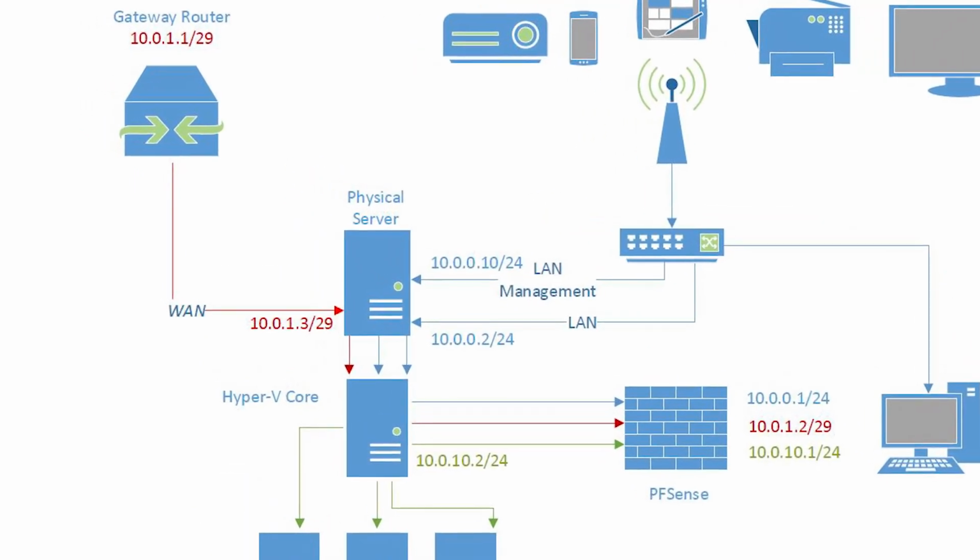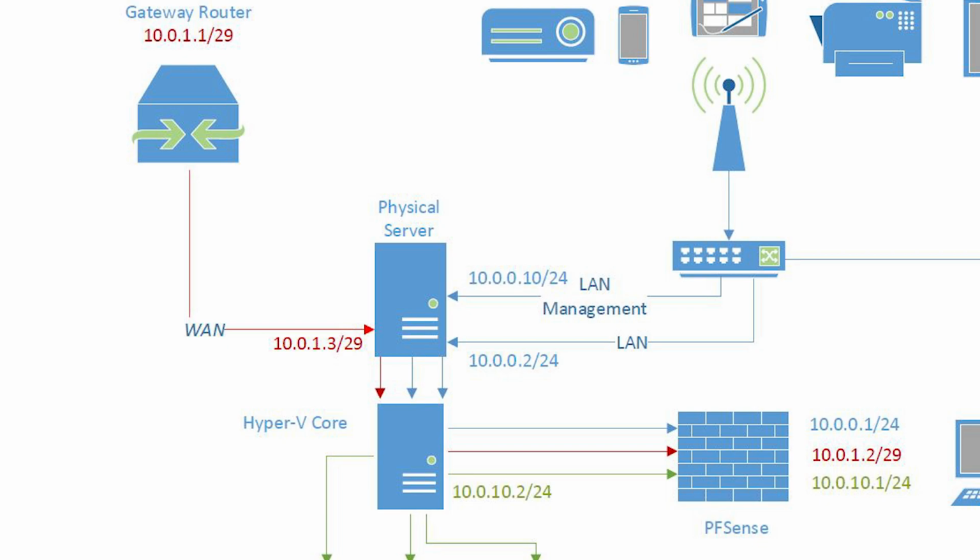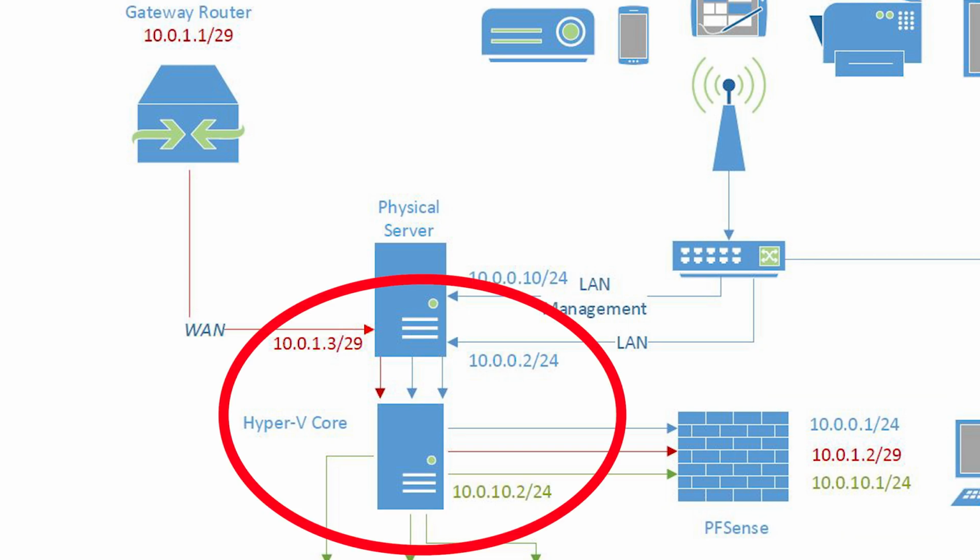Now let's get started. If we take a look at our network diagram, there's a lot going on here, but let's keep things simple. We're only interested in 6 numbers. These 3 here, which will enter into PFSense once we've installed it, and these 3 numbers here, which will enter into the system config panel on Hyper-V Core.